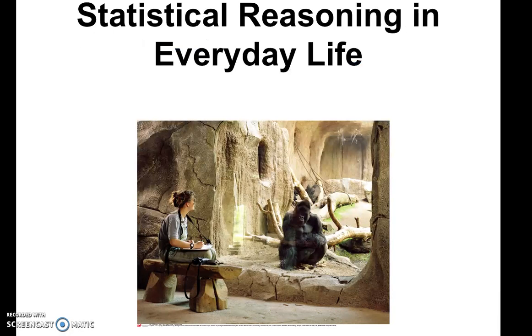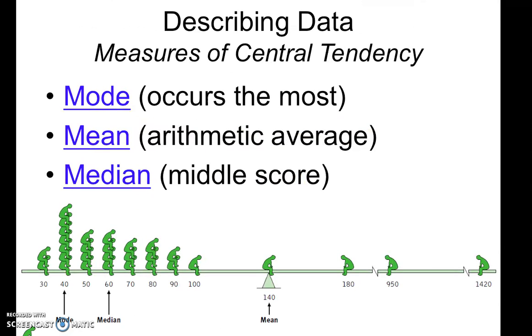Now, looking at statistical reasoning in everyday life, statistics. Here's an example. When we describe data, we talk about these measures of central tendency. Okay? Measures of central tendency attempt to summarize data. Always look at the measure of central tendency being used in a study. So are they using mode, mean, or median? And consider whether a few atypical scores are distorting it.